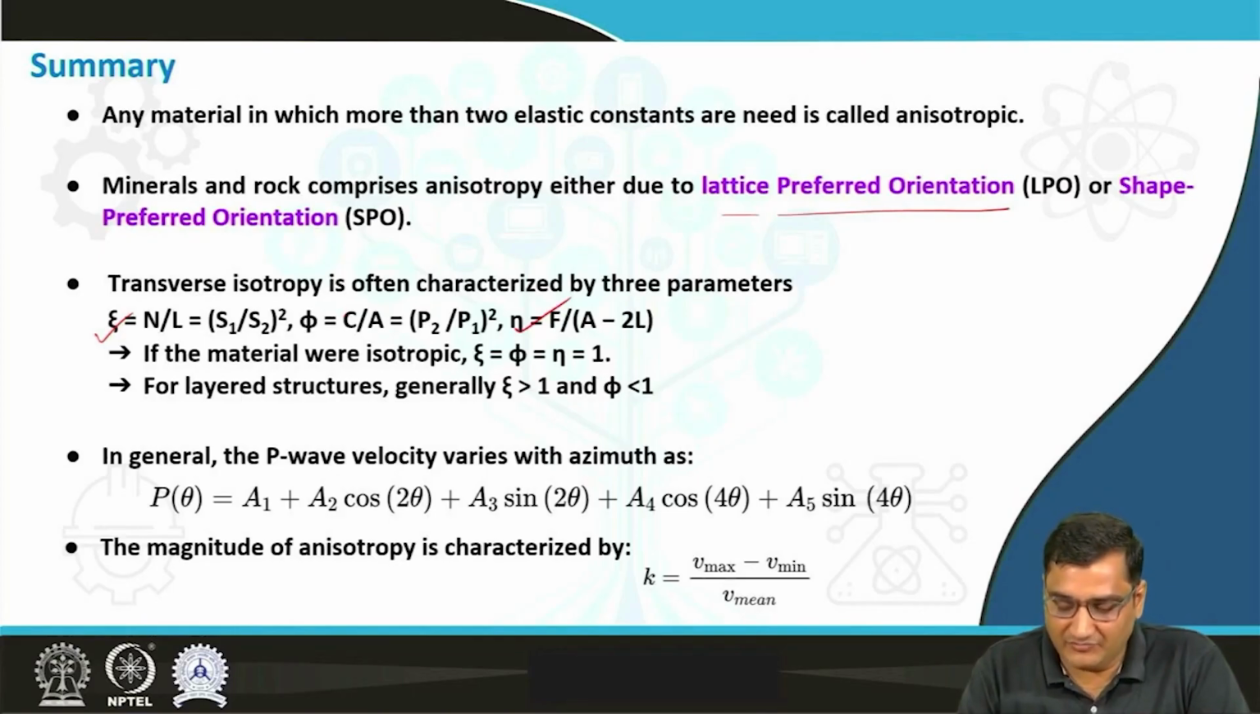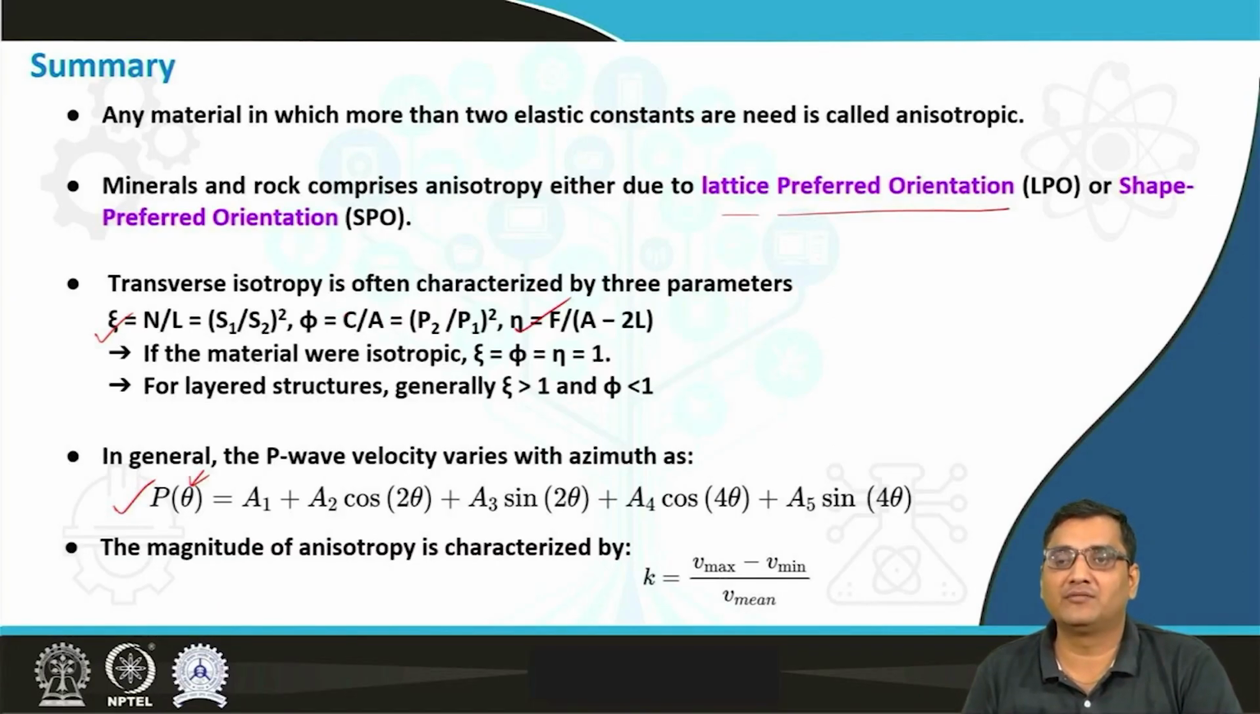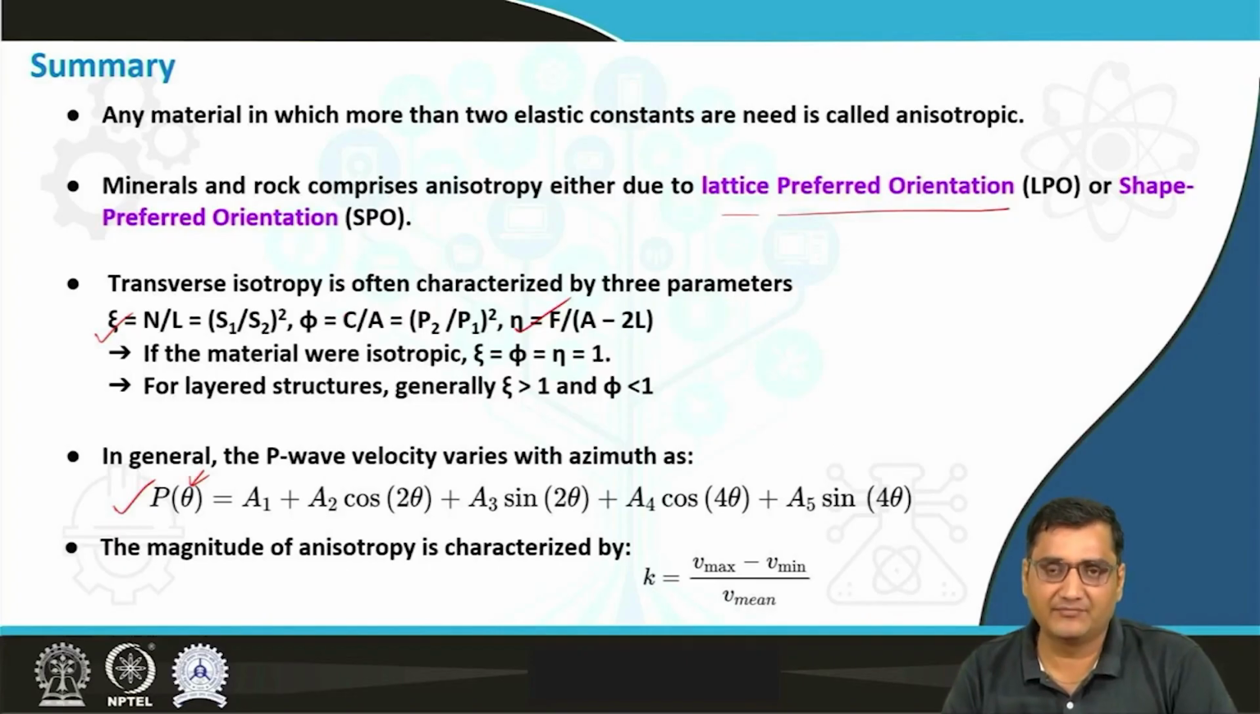For the azimuthal anisotropy, the P wave velocities will vary with azimuth using this expression, where P wave velocity depends upon the value of the azimuth theta, and is equal to a1 plus a2 cos 2 theta plus a3 sin 2 theta plus a4 cos 4 theta plus a5 sin 4 theta. The 4 theta terms will be insignificant in the case of teleseismic studies.